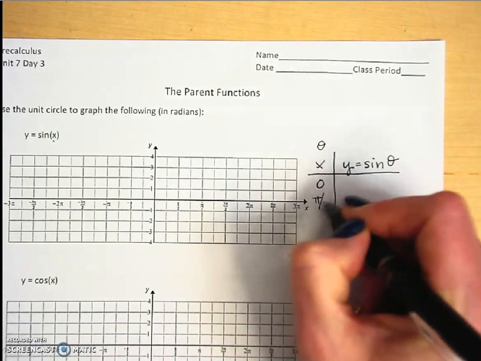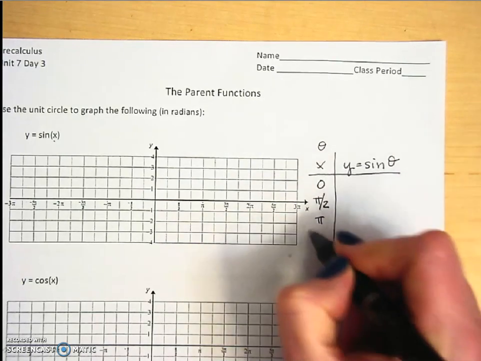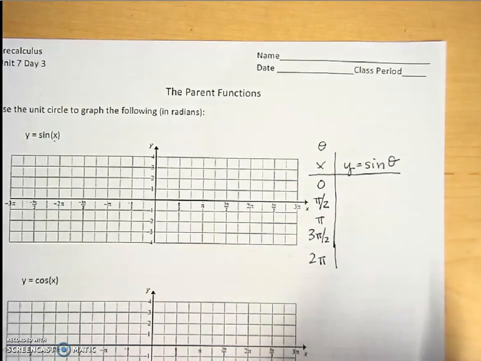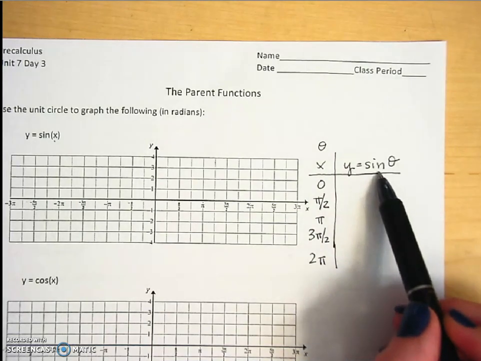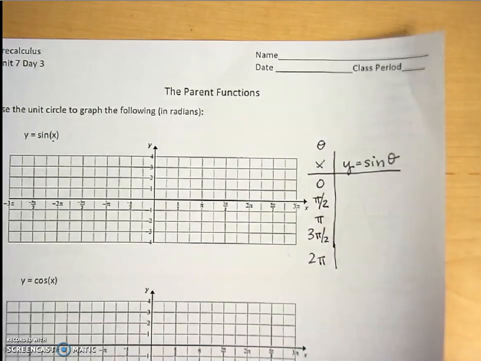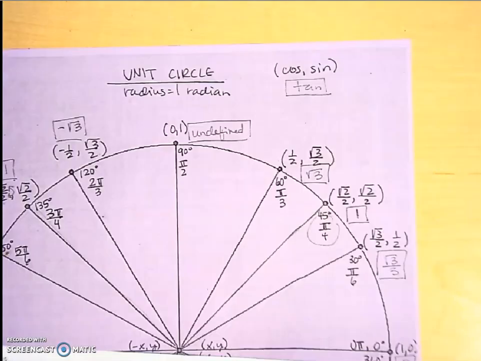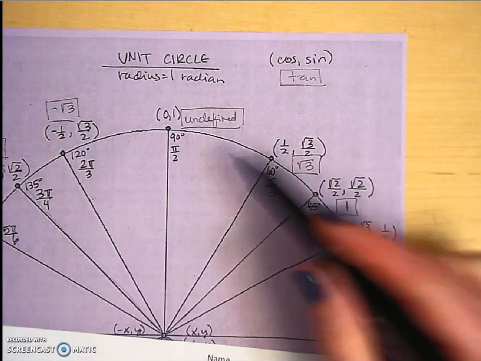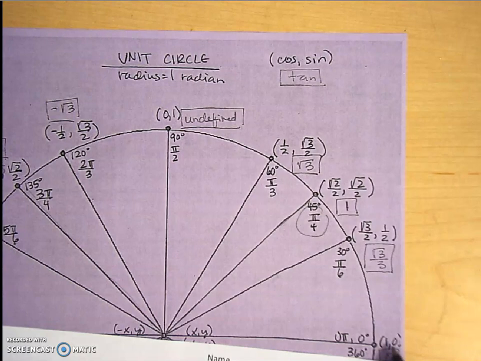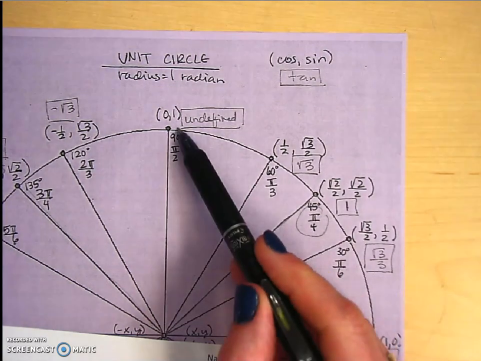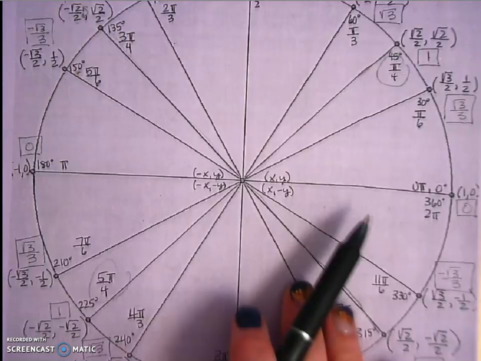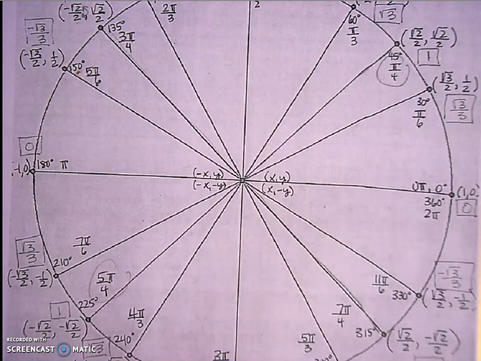0, pi over 2, pi, 3 pi over 2, and 2 pi. So we want to find the sine values at those angles. And when we're on our unit circle, the sine values are the y coordinates at those angles. So we want the y coordinates at 0, pi over 2, pi, 3 pi over 2, and 2 pi. So that is going to be this.